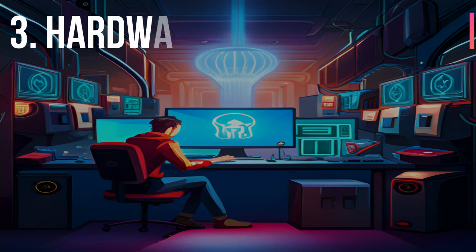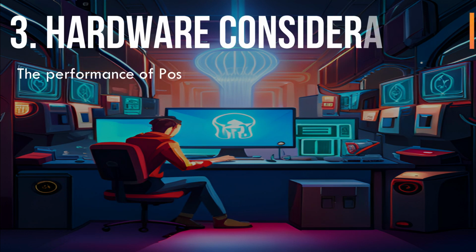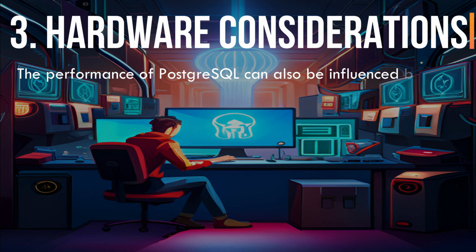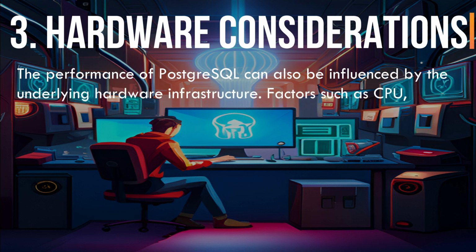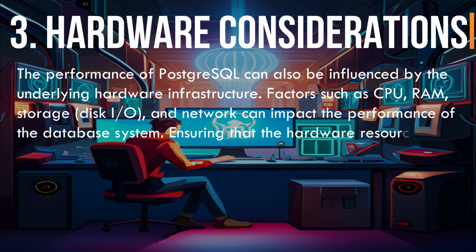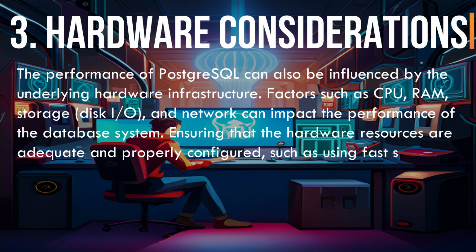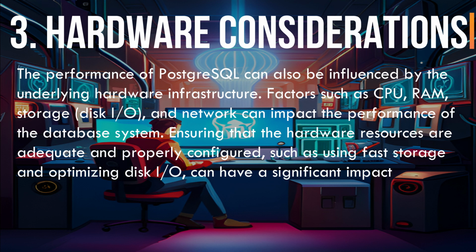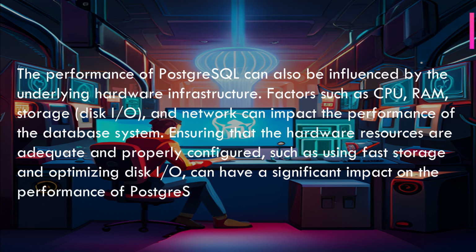3. Hardware considerations. The performance of PostgreSQL can also be influenced by the underlying hardware infrastructure. Factors such as CPU, RAM, storage, disk I/O, and network can impact the performance of the database system. Ensuring that the hardware resources are adequate and properly configured, such as using fast storage and optimizing disk I/O, can have a significant impact on the performance of PostgreSQL.